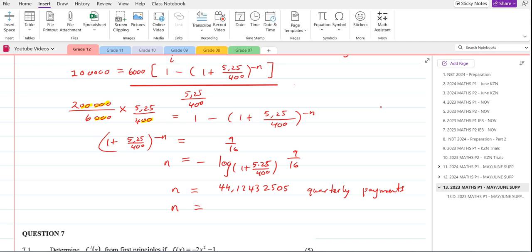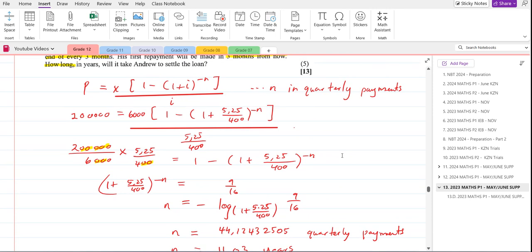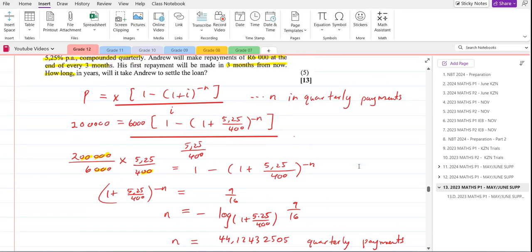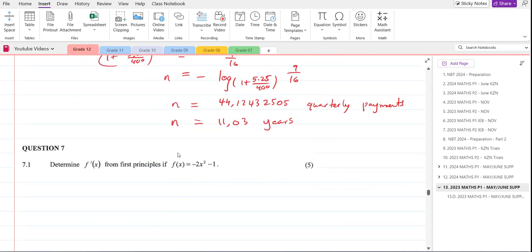N is equal to 11,03 years. It's going to take me 11,03 years. That was quarterly payments, right? Because I said over here n in quarterly payments. So I hope you guys understood that.